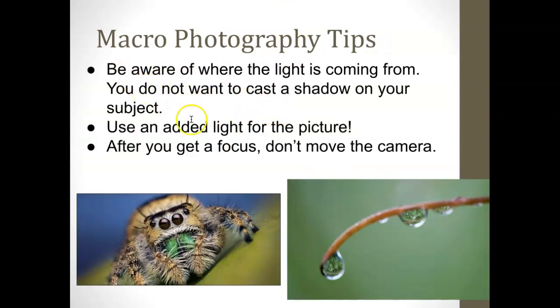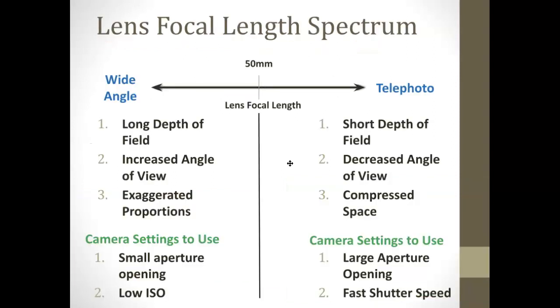You don't want to cast your shadow on your subject. Sometimes using an added light for your picture is going to help out, so that way you can really have the lighting look nice. And then after you get a focus, you don't want to move the camera, because if you move the camera at all, that focusing plane is going to shift and you won't have what you want in focus. You might even switch over to manual focus, because then you can be really intentional about not having the focus change after you've got the focus.